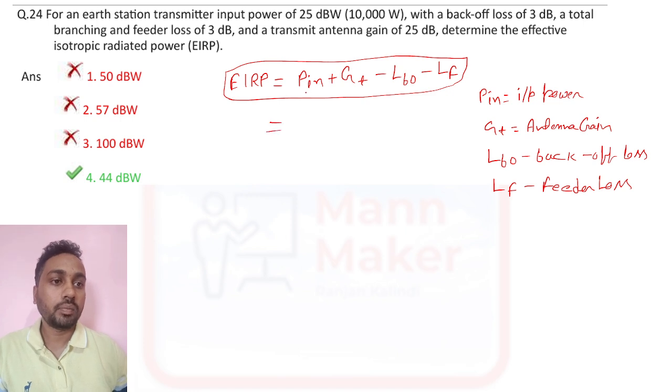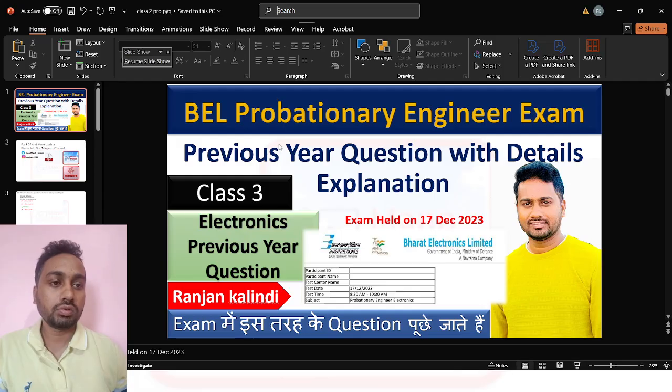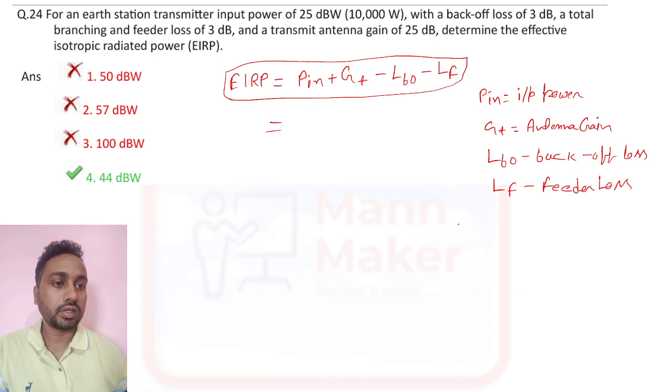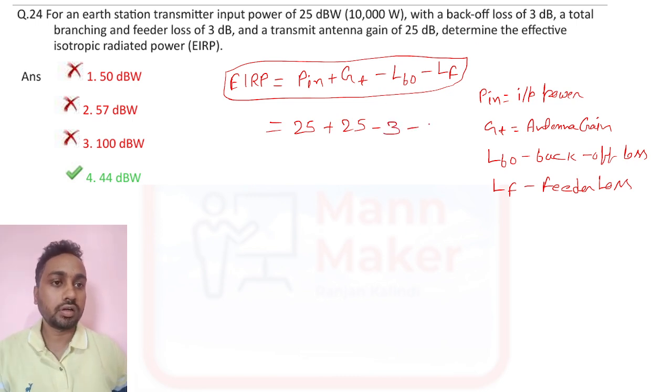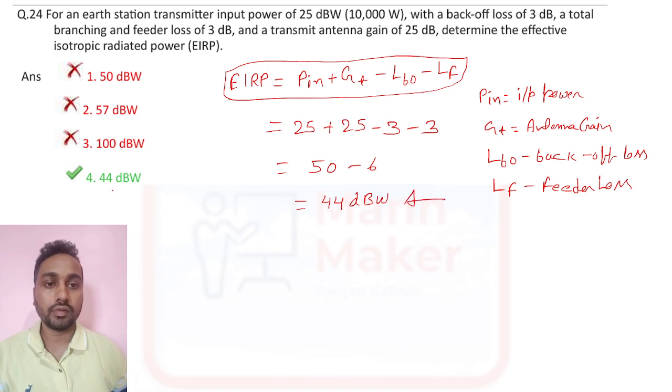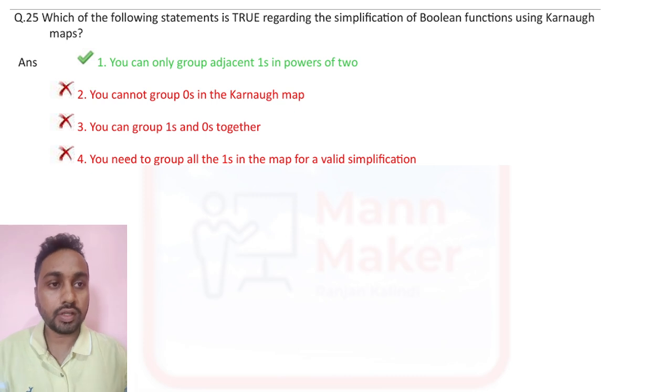Input power is 25, and we have antenna gain also, it is 25 dB. Then minus back-off loss of 3 dB and feeder loss of 3 dB. So it will be 50 minus 6, that is equal to 44 dB. What is your answer? Option D.